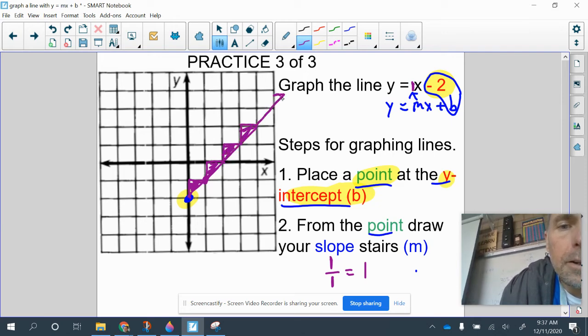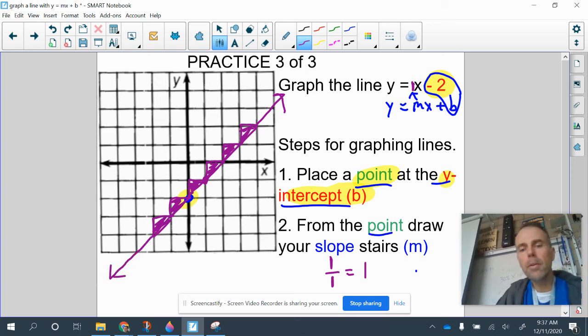Got it? Go back 1. Go back 1. Okay, see how we do it? That's how we do it. All right, my friends.